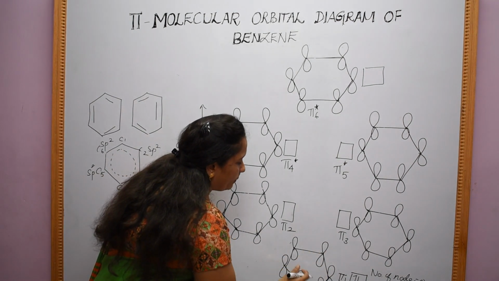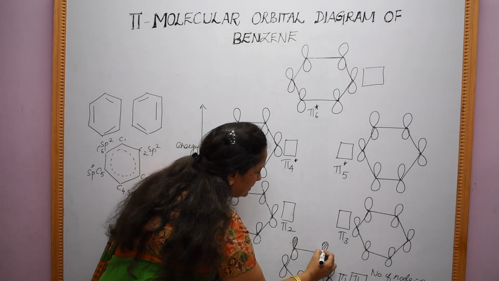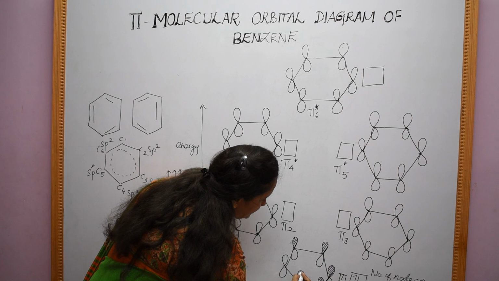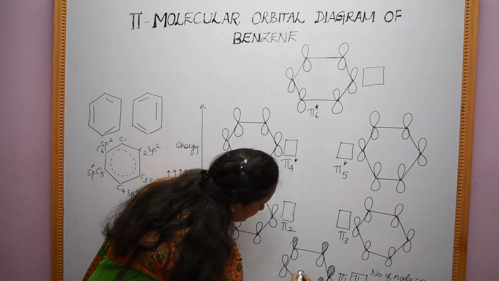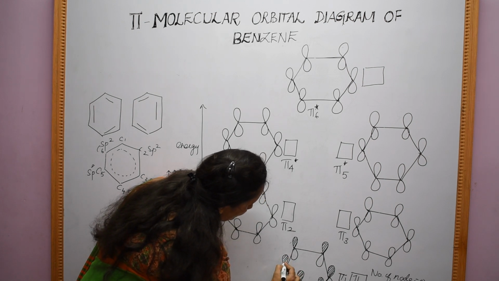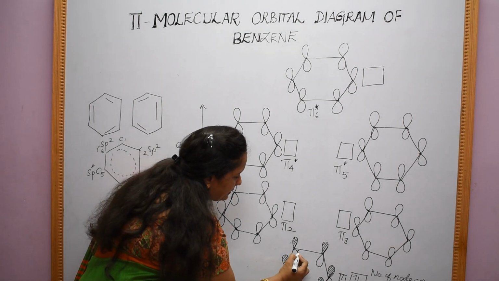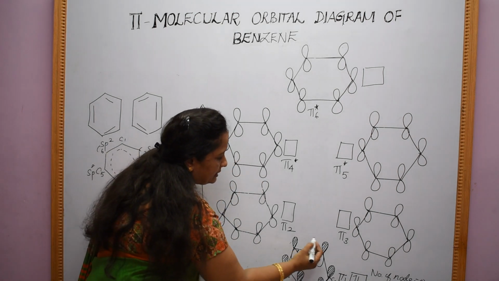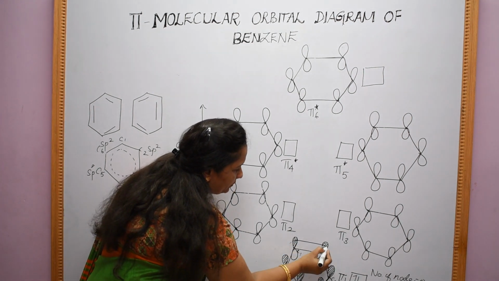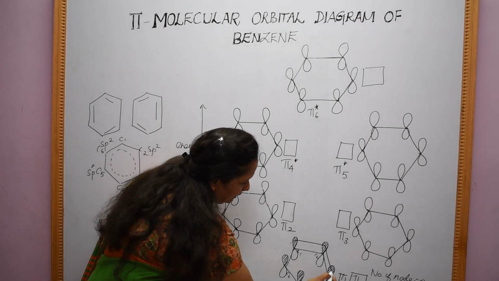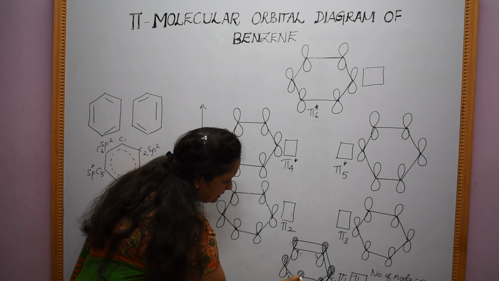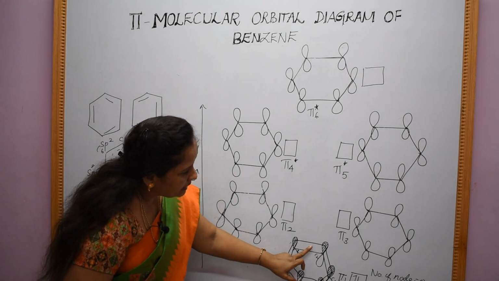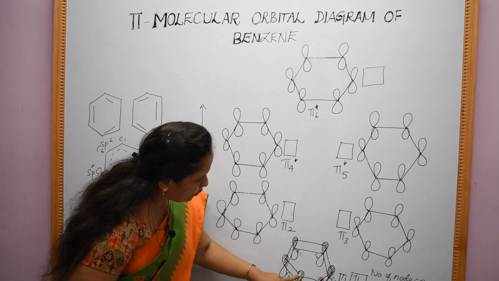Since there are no nodes, all the orbitals lie in the same plane, and there is an interaction. Here this is C1, C2, C3, C4, C5 and C6, and these are the lobes which are interacting. There is an interaction between C1 and C2, C2 and C3, C3 and C4, C4 and C5, C5 and C6, and C6 and C1. So here we can say there are 6 bonding interactions: 1, 2, 3, 4, 5 and 6.